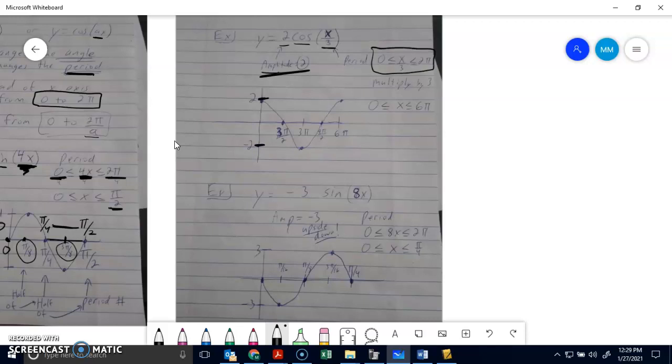X over 3, how do I solve for x? I multiply everything by 3. 0 times 3 is 0. 2 pi times 3 is 6 pi. So this goes all the way out. So it's stretched out to 6 pi.